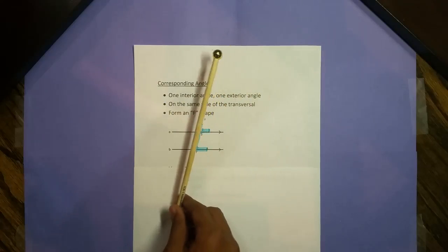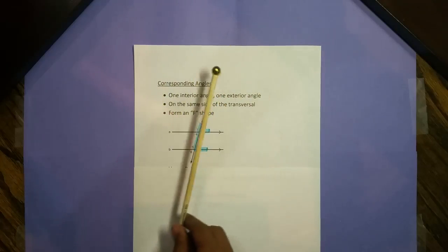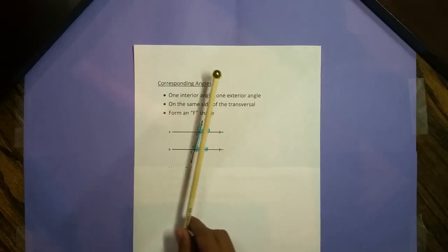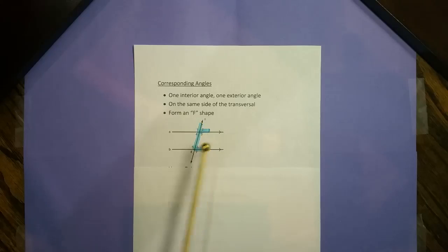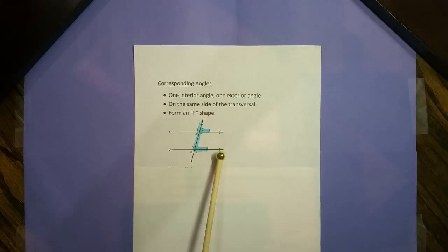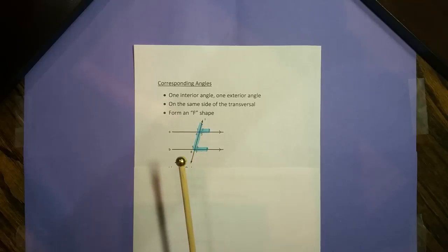They are on the same side of the transversal. When you look on the left of the transversal, there is nothing there. But when you look on the right of the transversal, you can see both angles 2 and 6. They form an F shape. As you can see here, when you trace the lines and angles of 2 and 6, they form an upside down F shape, which tells you they are corresponding angles.